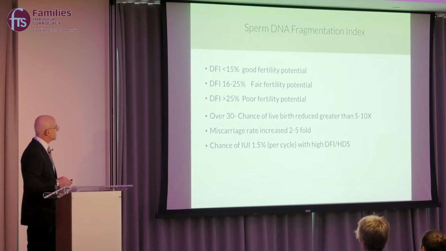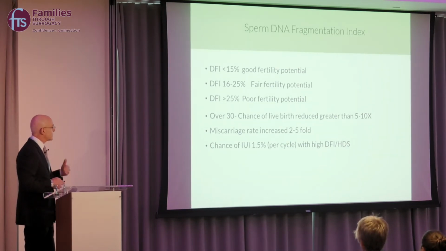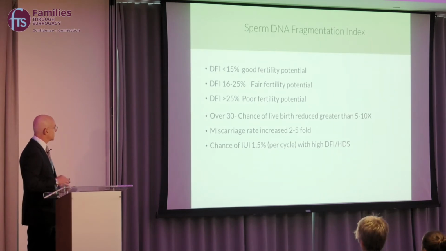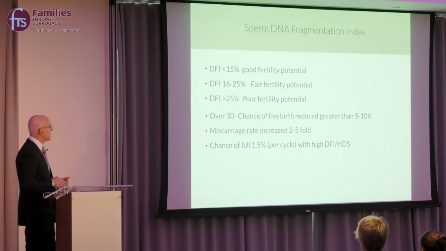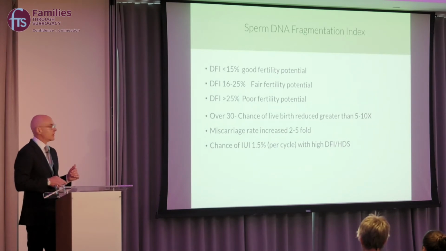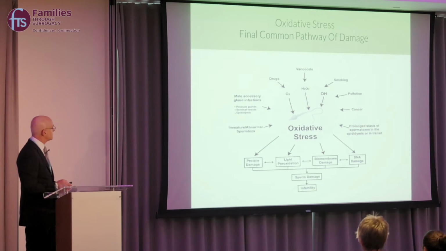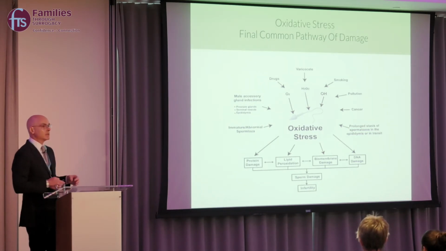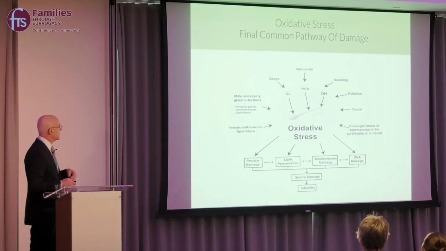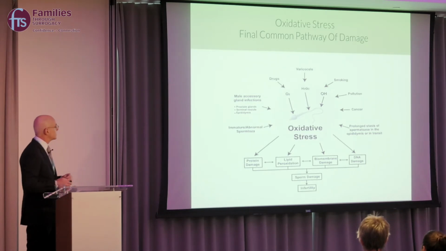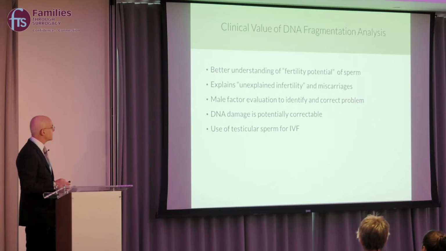So a DFI is DNA fragmentation index. Less than 15% is considered good fertility potential, 16 to 25% fair fertility potential, greater than 25% poor fertility potential. Things that can impact the DNA quality include varicocele in the testicles, some drugs, smoking, and stress in the male, all of which increase oxidative stress that can potentially cause DNA damage.